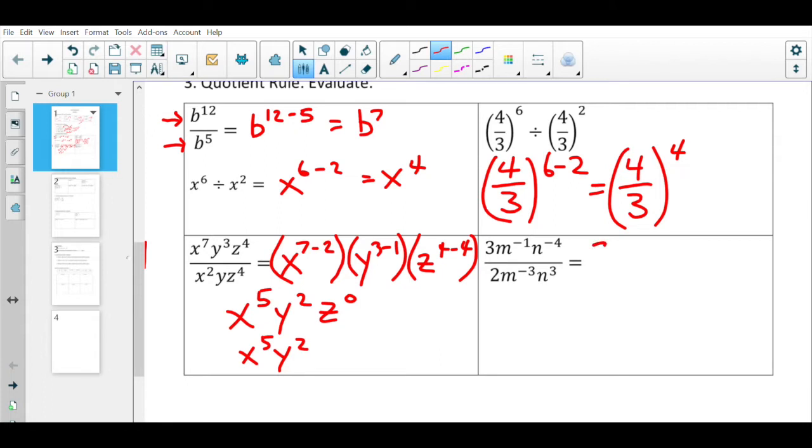One last one, so that's 3 halves m to the negative 1 minus negative 3. So let's keep these negatives straight. And n to the negative 4 minus 3. Okay, stay with me here. That's 3 halves. Negative 1 minus negative 3, that's negative 1 plus 3. That is 2, so that's m squared. Negative 4 minus 3 is negative 7, so that's n to the negative 7. So we have 3 halves m squared, n to the negative 7. That is quotient rule.